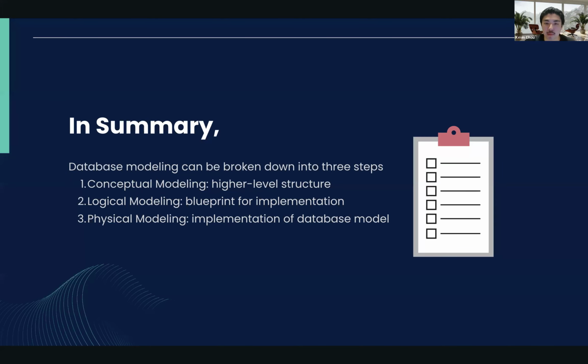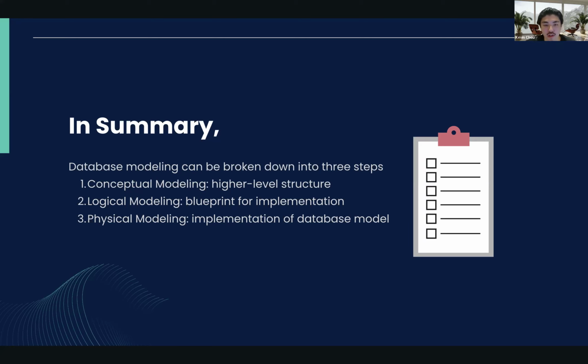To summarize, database modeling can be broken down into three main steps. One is conceptual modeling, where the model identifies the main entities, attributes, and relationships through the creation of an ER diagram. This is a high-level abstraction without any technical specifications.